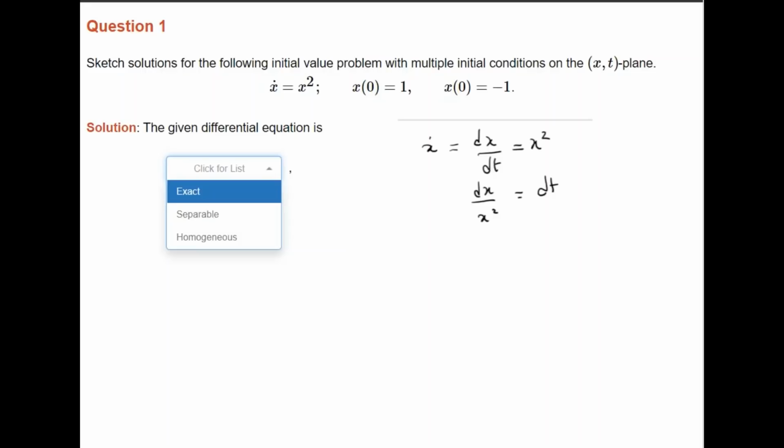Okay, what we see here is that since dx/dt equals x squared, we can rewrite it as dx by x squared equals dt, which means that we have separated the variables x and t on both sides of the equality, and this makes this equation separable. Now you must know how to solve a separable equation, so I'm just writing down the solution here.